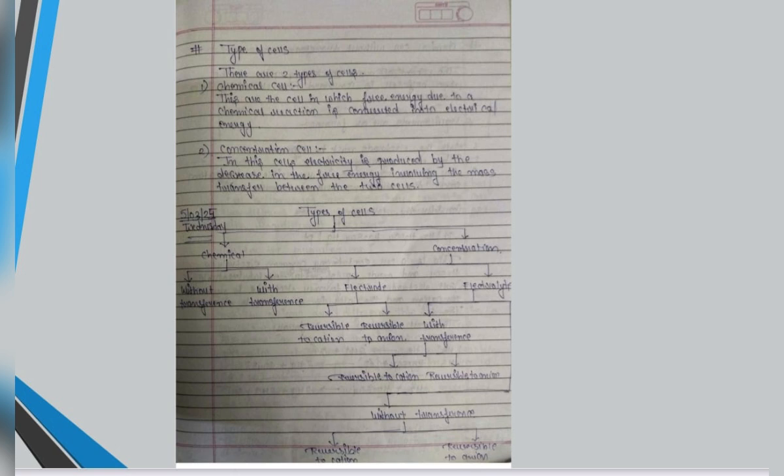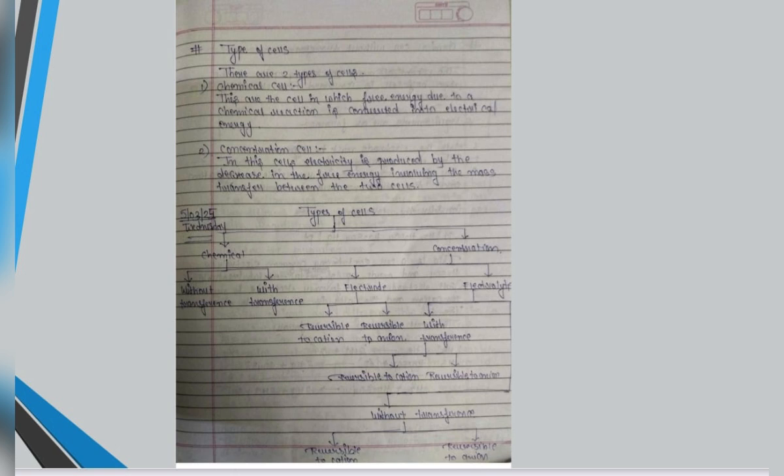Chemical cells are the cells in which the free energy due to chemical reaction is converted into electrical energy. When you talk about a concentration cell, in this cell electricity is produced by the decrease in the free energy, which is because of the mass transfer between the two cells. As you all know, mass and energy are related by means of Einstein's equation. So this is what happens in a concentration cell.